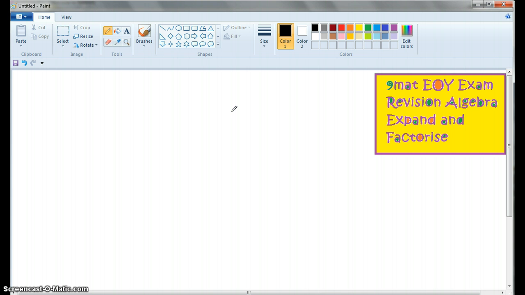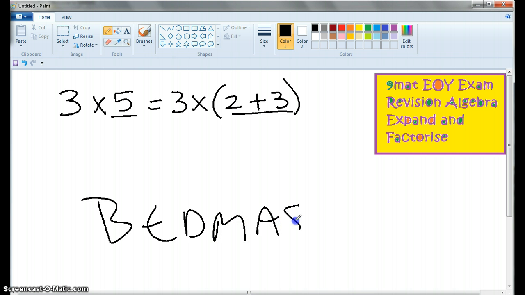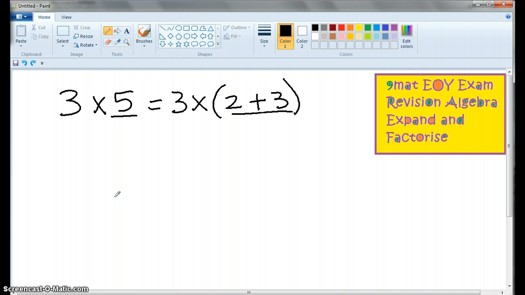Let's start with number. So 3 times 5 is the same as 3 times (2 plus 3). Is that okay? It's okay because 2 plus 3 is 5. We've always learnt with BEDMAS that you've got to do brackets first, but in a way you don't have to, because you can do a trick.